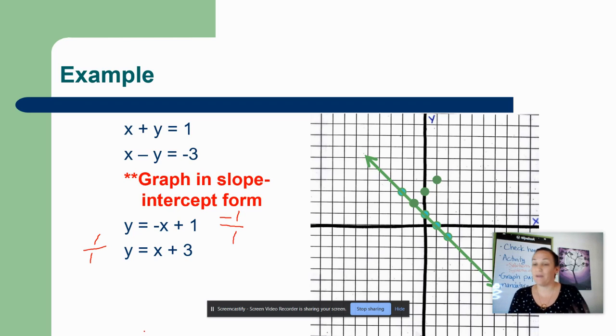So at this point in time, I don't need to draw any more dots for my second line. I am going to draw a second line so I can see my two lines. And I'm ready to write my final answer.